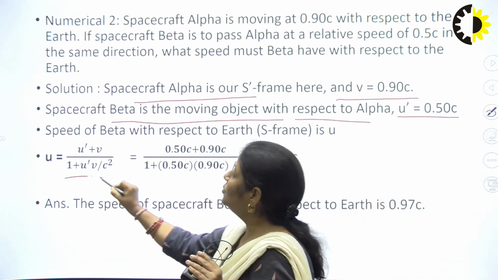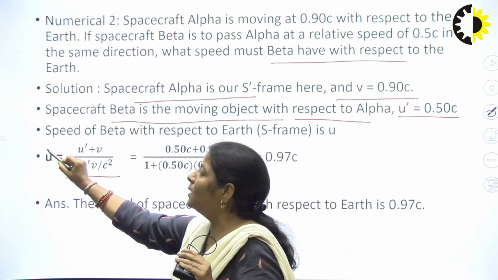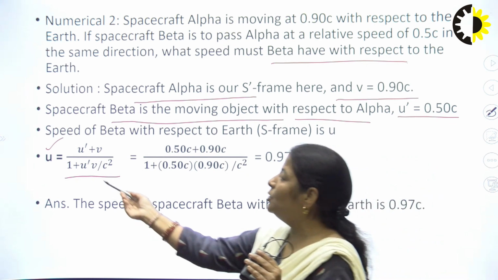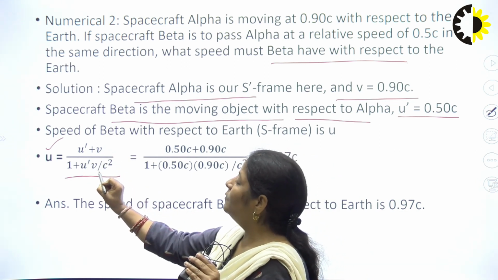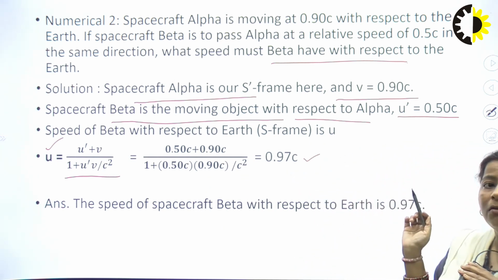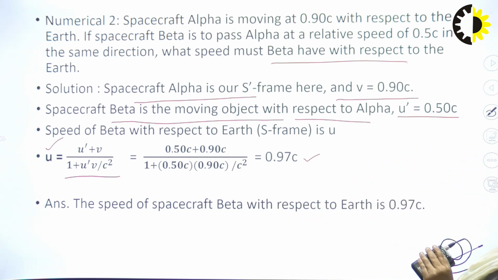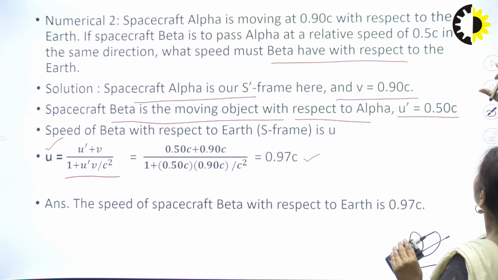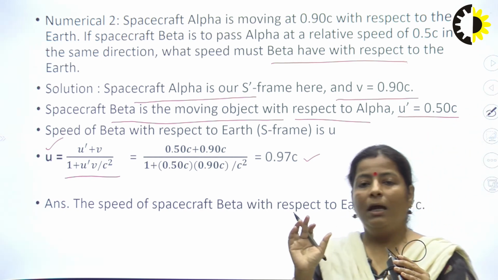And then we need to know the velocity of beta with respect to Earth. That is clear, Earth is our rest frame, and the velocity of beta with respect to Earth will be u, and we use this formula: u dash plus v upon 1 plus u dash v by c squared. This is the calculation part, and you can see for yourself when you calculate that you will have this value. So these are small numericals. We can have a large number of numericals on this, and we can understand the concept by using them. That is all for this lecture, addition of velocity.